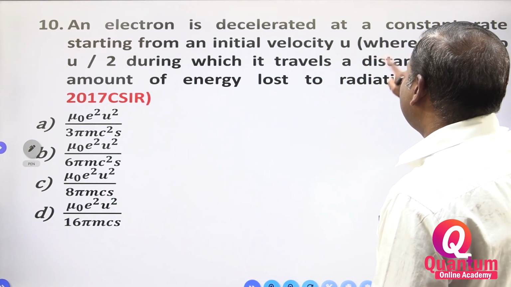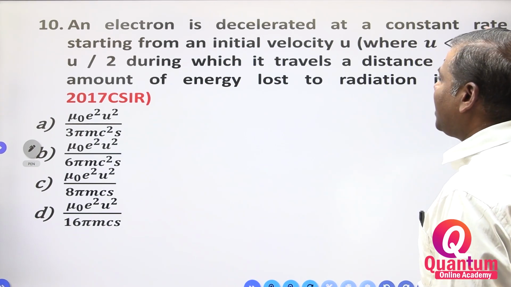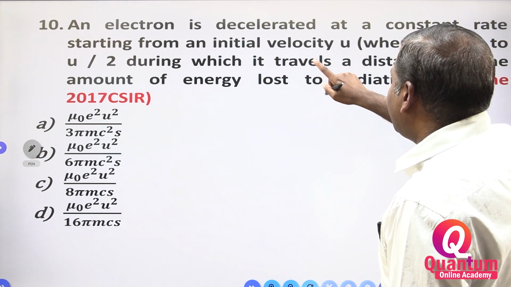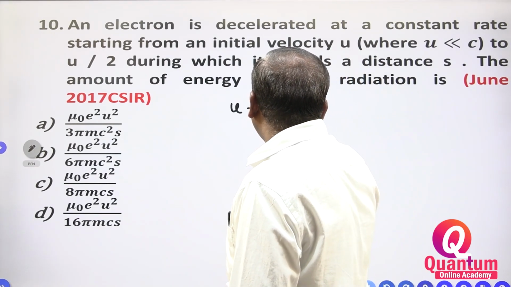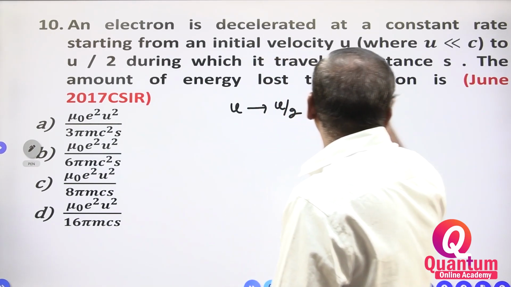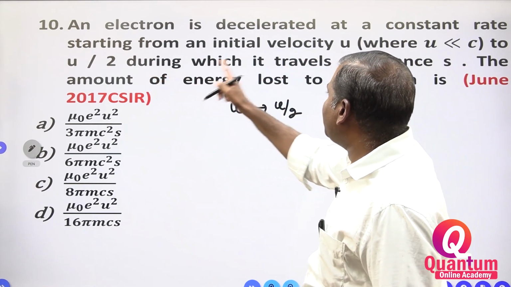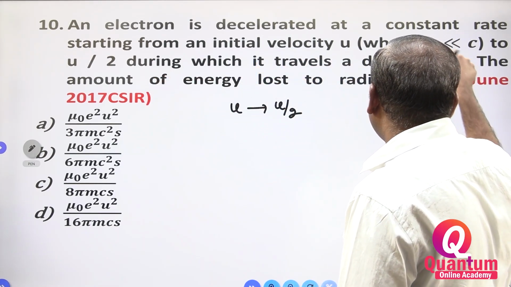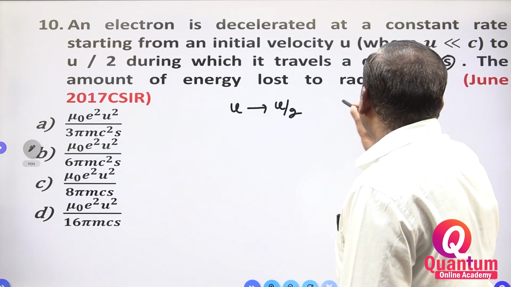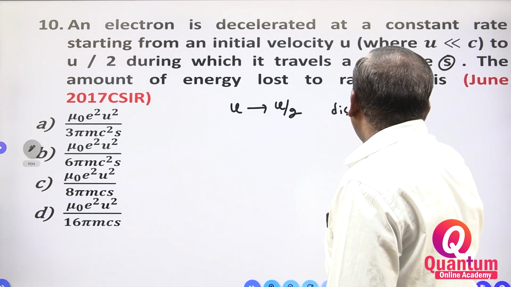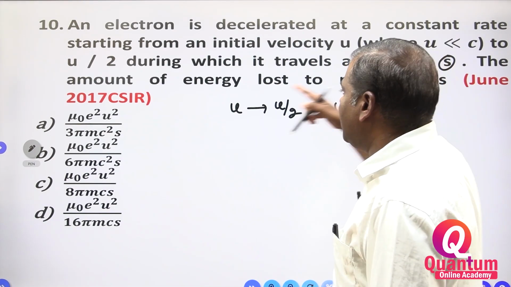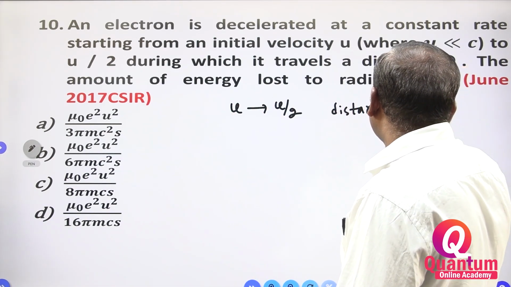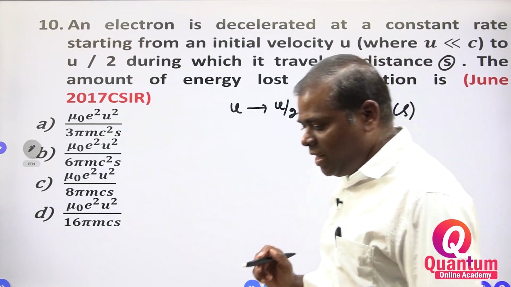An electron is decelerated at a constant rate starting from initial velocity u to u by 2, during which it travels a distance s. The amount of energy lost because of the radiation is?